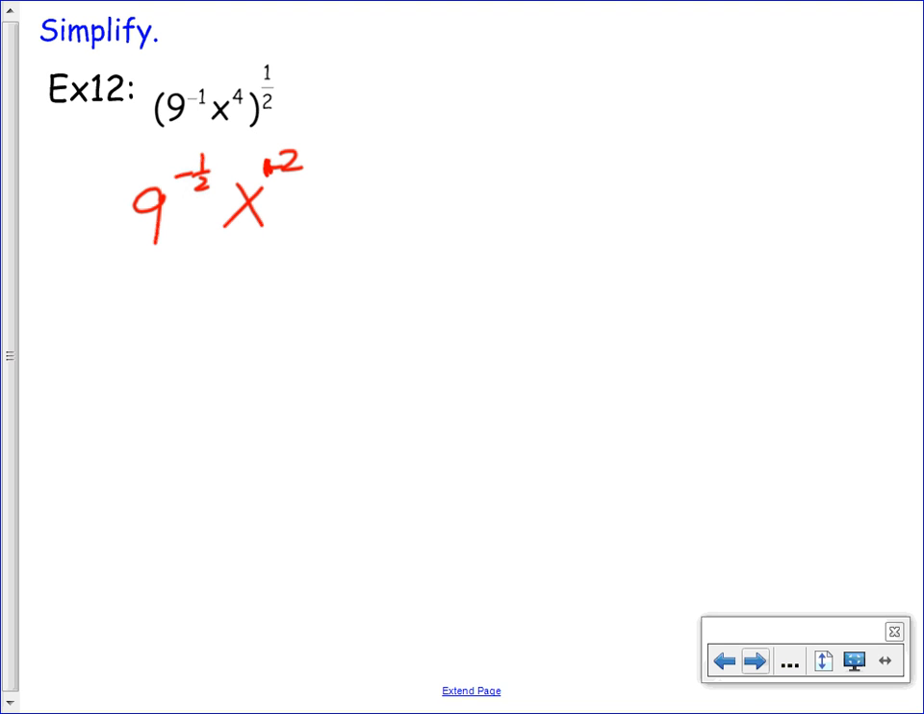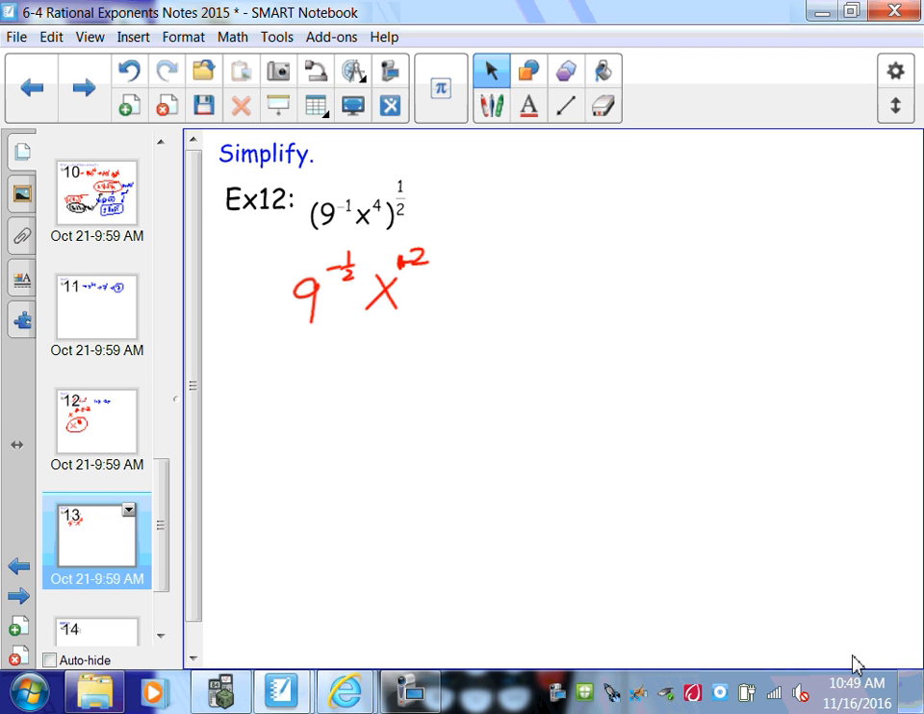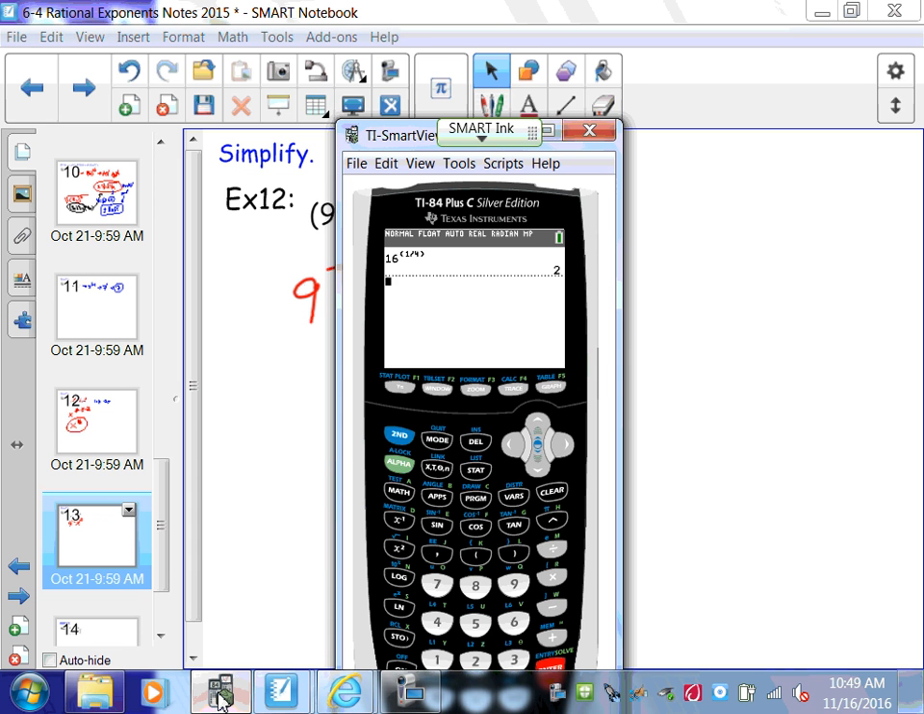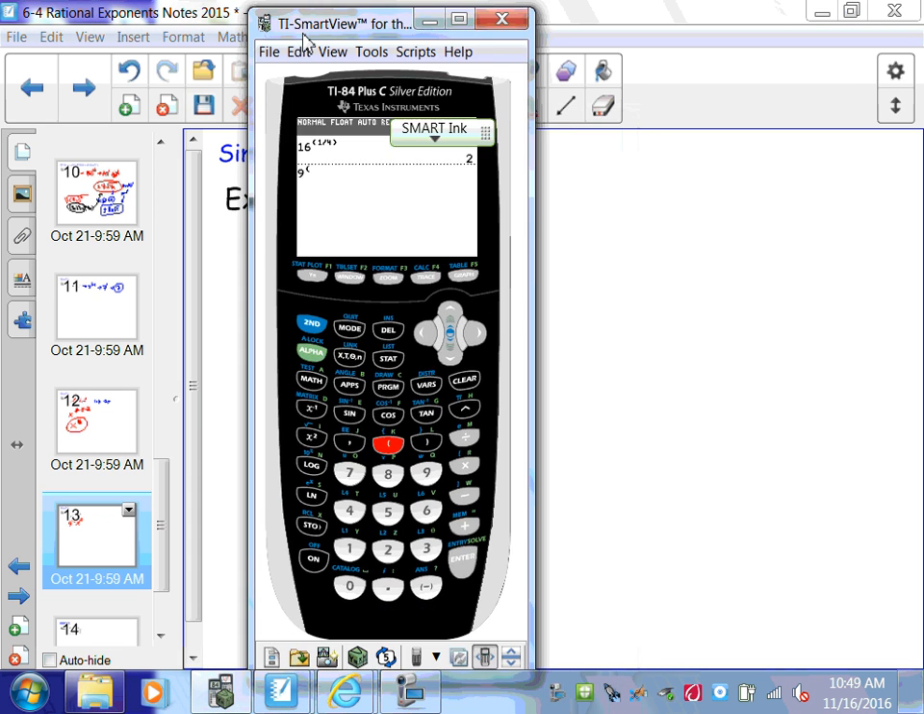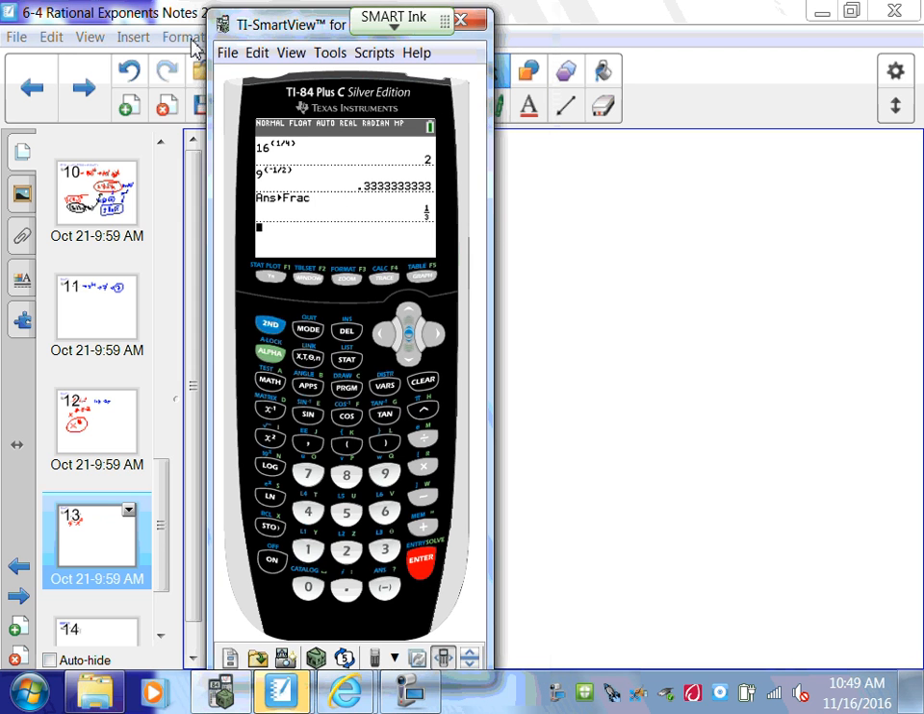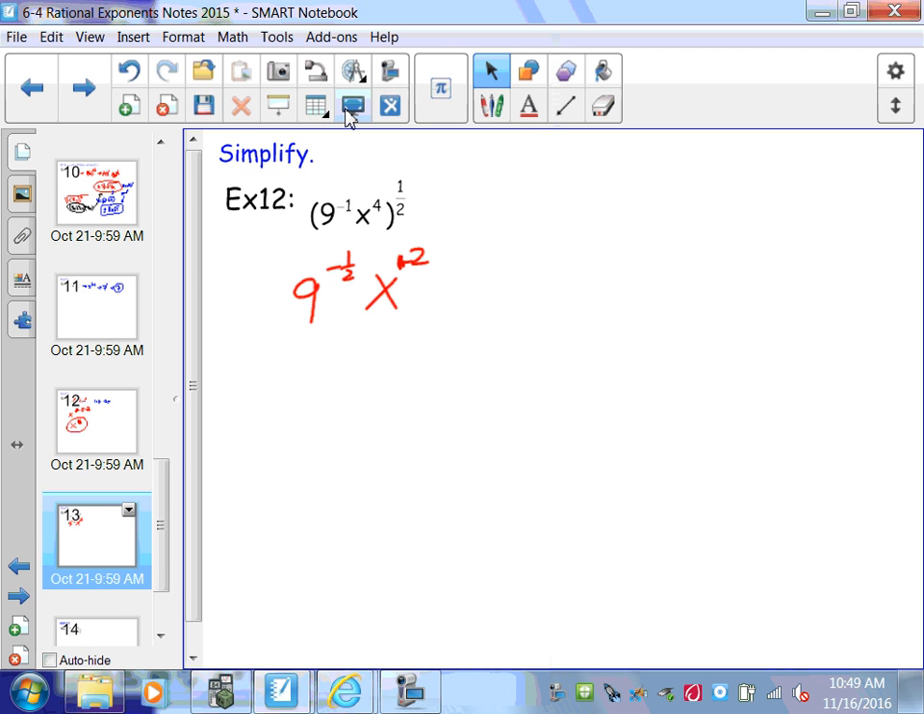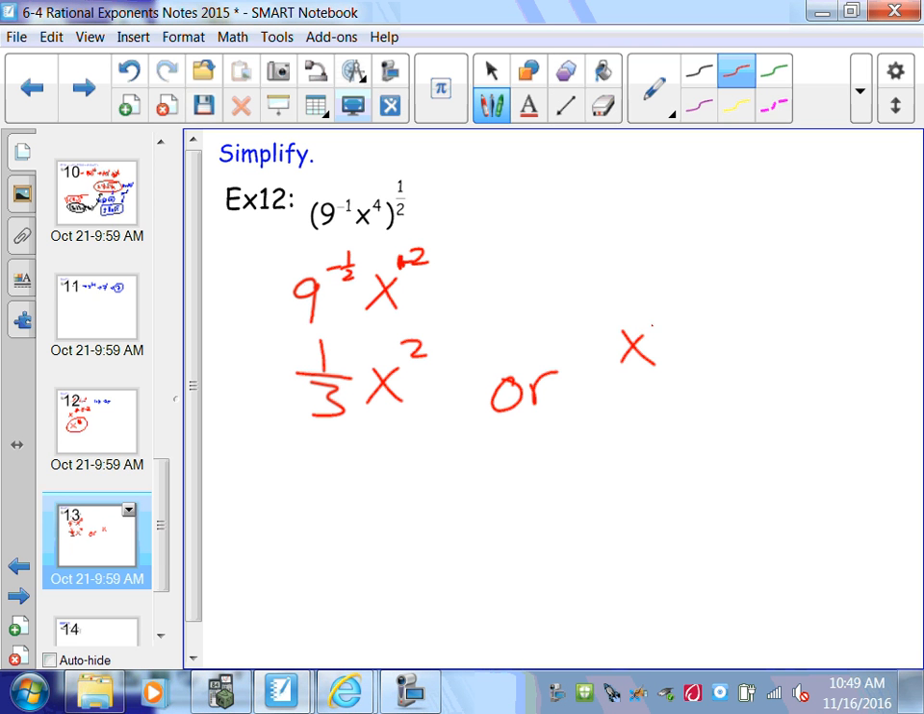Here we go. Just want to show you this. You can stick negative rationals into your calculator. So if you go 9 to the parentheses, negative 1 divided by 2, change that to a fraction. Now put it under 1/3. So this is 1/3 x squared, or x squared over 3. Either one.